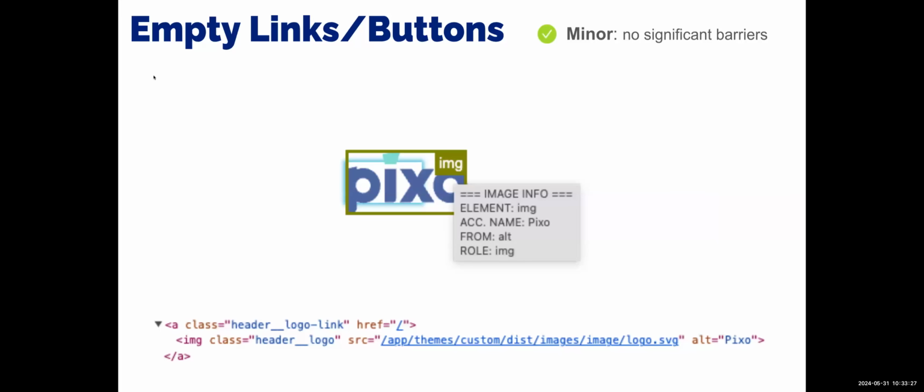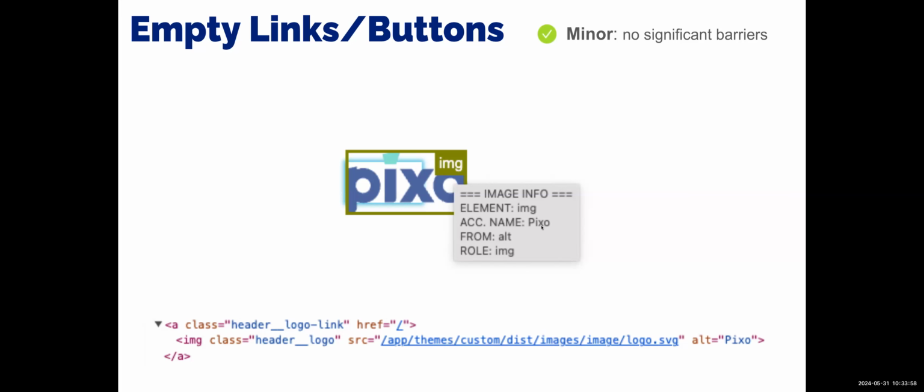The next one is empty links and buttons. I grouped them together because it's the same exact fix for both of them. So minor, no significant barriers. Imagine a logo that links to the company's homepage. The logo has alt text, but the link has no link text. So this is the reverse of the very first example I showed you, where it was a link with link text, but the image had no alt text. Again, not a huge barrier because the computed accessible name comes from the image alt.